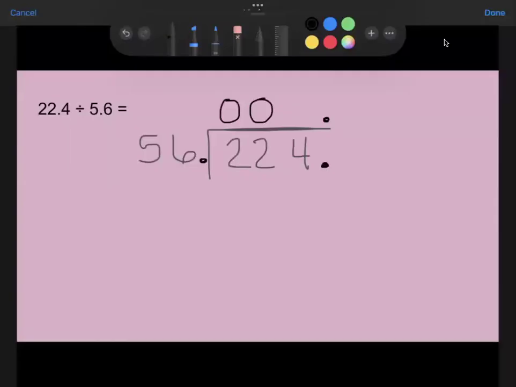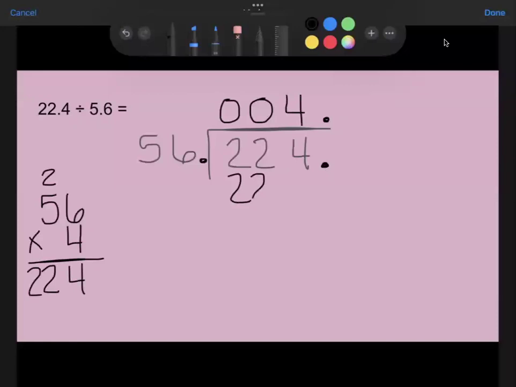So counting by 50s, that would be about, well, let's see, 4 times. So I'm going to try 4. So I'm going to do 56 times 4 over here and see if that works out to be 224. 6 times 4 is 24. And then 5 times 4 is 20, plus 2 is 22. Perfect. So that's exactly 224. So I'm going to put the 4 up here, the 224 here, and subtract it, meaning that I have nothing left over. So once you have no remainder and no more numbers to bring down, you are finished.